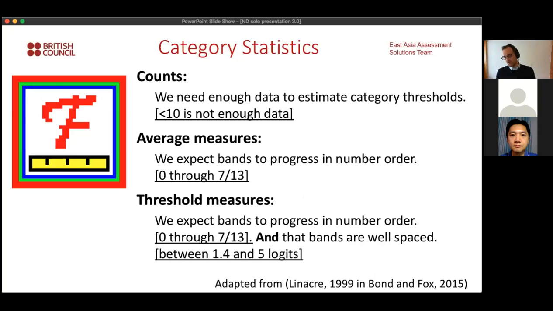And then finally, threshold measures. Also, we expect these to progress in order, but we also want them to be evenly spaced. Just like on a ruler, we want our centimeters or inches to be the same size. It's the same with our rating scale.